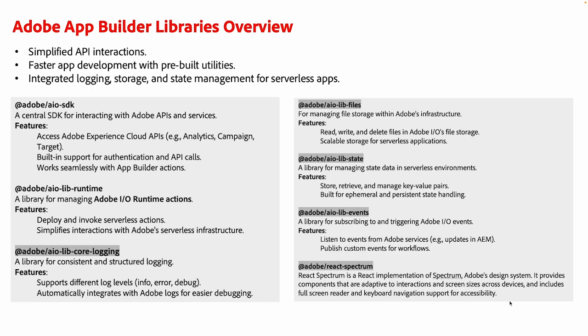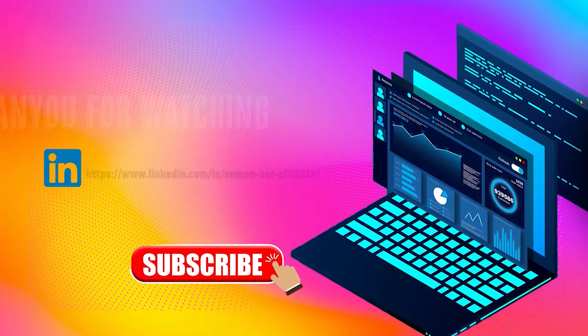aio-lib-core-logging is a library useful for logging. aio-lib-files is useful to read, write, and delete files in the AIO file storage. Next, we have aio-lib-state, which is useful for storing key-value pairs. We have aio-lib-events, which is useful for publishing custom events. And finally, we have React Spectrum, which is useful for creating front-end apps and the front-end UI interface.